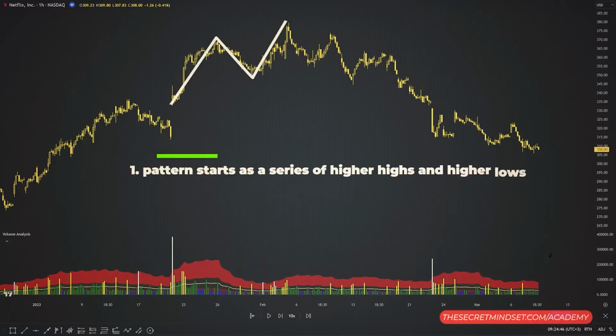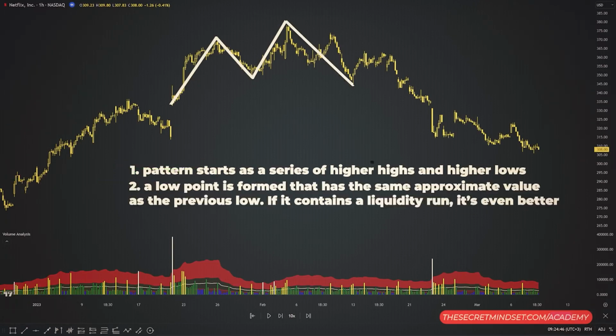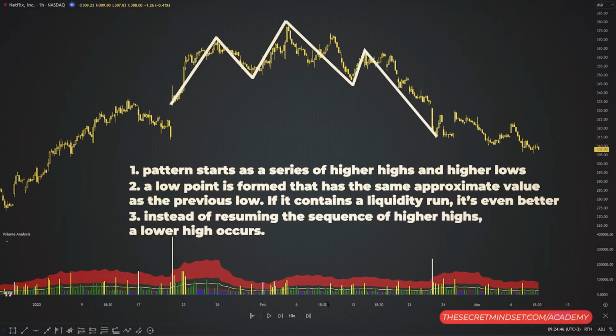The pattern starts as a series of higher highs and higher lows. That sequence is altered when a low point is formed that has the same approximate values as the previous low. If it contains a liquidity run, it's even better. The price rallies from this low point, but instead of resuming the sequence of higher highs, a lower high occurs. Then the price slides back to the previous low for a third time.